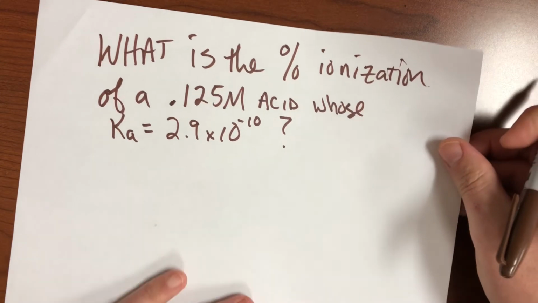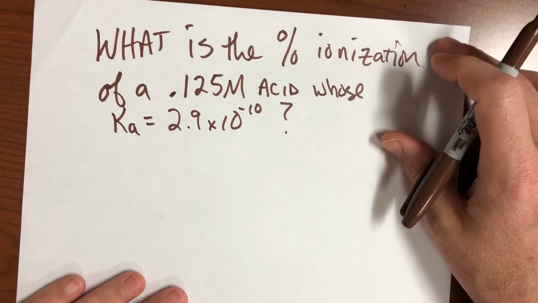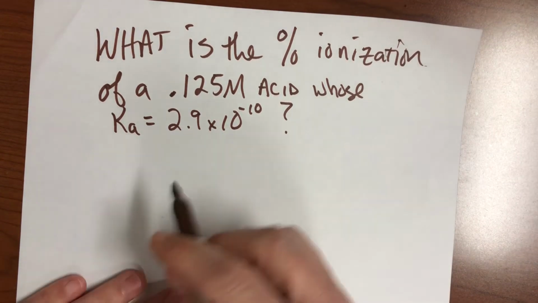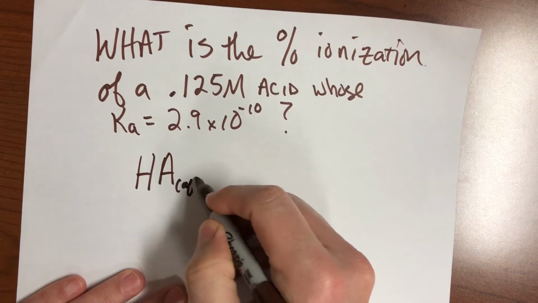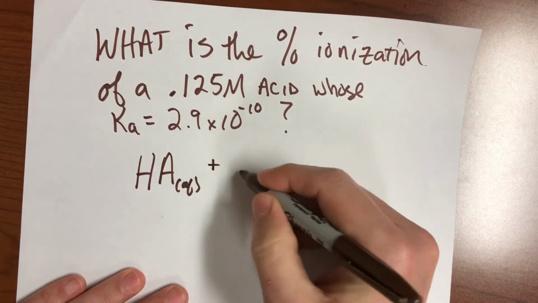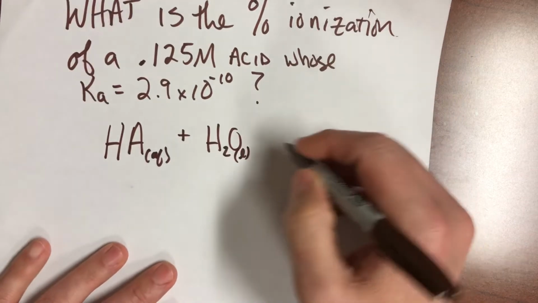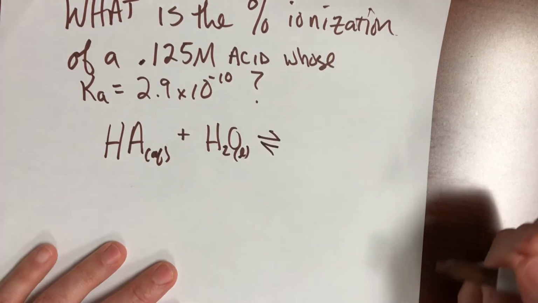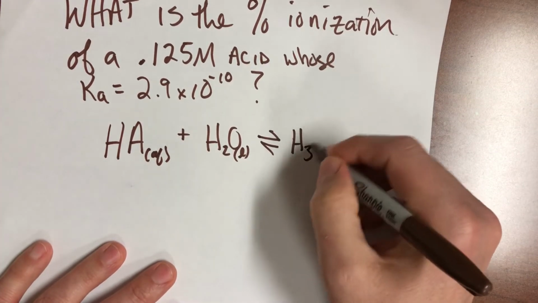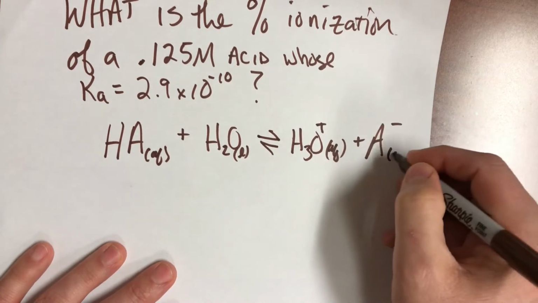So a way that might show up in a problem would be something like this. What is the percent ionization of a 0.125 molar acid whose Ka is 2.9 times 10 to the negative 10th? They don't tell us what acid it is, so we're going to just use our generic HA formula and write a dissociation reaction. It's got a K, so it's going to be double arrows. It's going to make hydronium aqueous, and it's going to make the conjugate base aqueous.